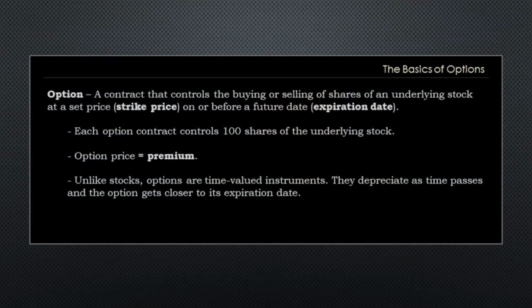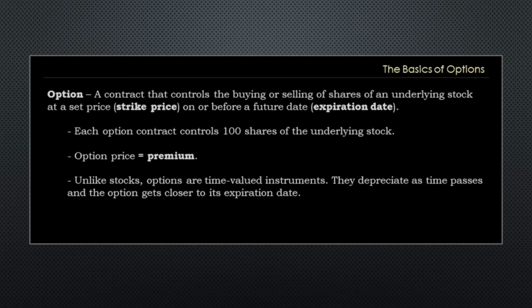So what exactly is an option? An option is a contract that controls the buying or selling of shares of an underlying stock at a set price called the strike price on or before a future date called the expiration date. Each option contract controls 100 shares of the underlying stock. And just like stocks, options can be bought or sold and are priced at a bid to buy and an offer to sell. But in the world of options, the price is called a premium.